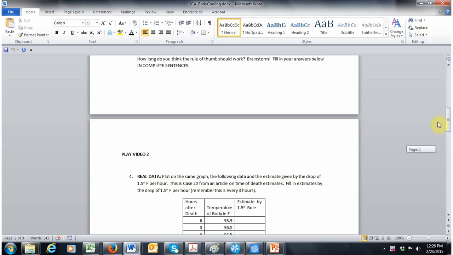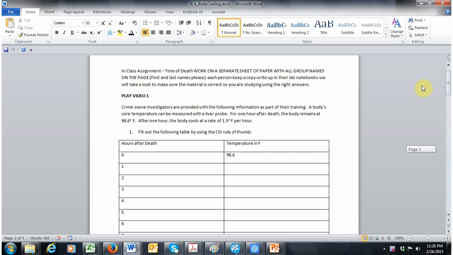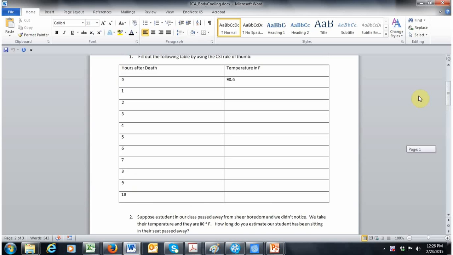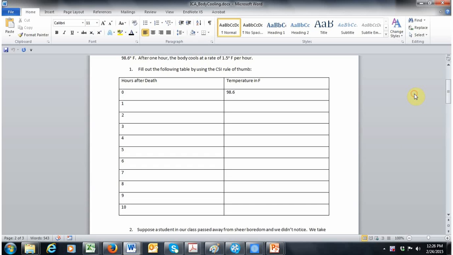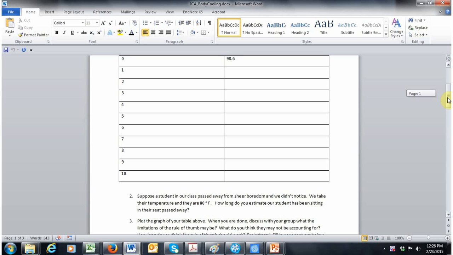Okay, now we should have finished at least 1 through 4, or 1, 2, 3. And what you should have been able to do is to list these times in this table and then look at when these times hit 80 degrees Fahrenheit, or approximately 80 degrees. So you are able to back calculate the amount of hours after death by looking at your table that the student might have been passed away if we checked body temperature and it was 80 degrees.